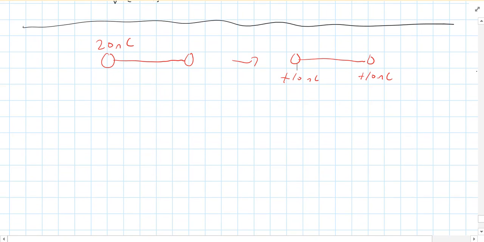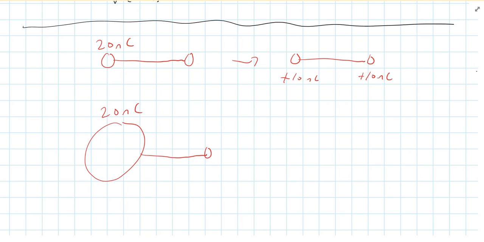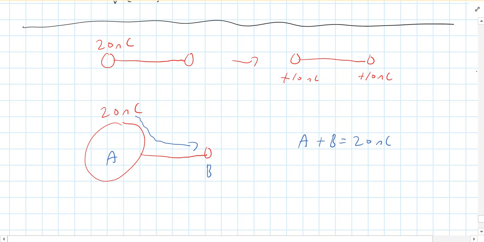But what if they're different radii? What if you have this, and let's say you put your 20 nanocoulombs on there, and then you have a small one, okay, and you connect them with a conducting wire or something. How will the charge distribute now? Okay, well, here's the deal. The total charge, we'll call this A and we'll call this B. We know the charge on A plus the charge on B is going to have to be 20 nanocoulombs, right? So some of this charge will go over to the right-hand sphere. The question is how much? It's not going to be 10 this time. It's going to be something different.